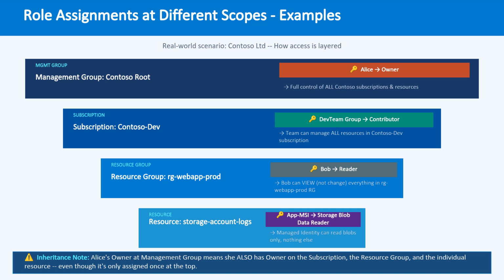By assigning contributor to the whole dev team group at subscription scope, every member of that group can manage everything in the Contoso dev subscription. When a new dev joins, just add them to the group. They immediately get access. Let us now look at Bob, who is reader at resource group level.